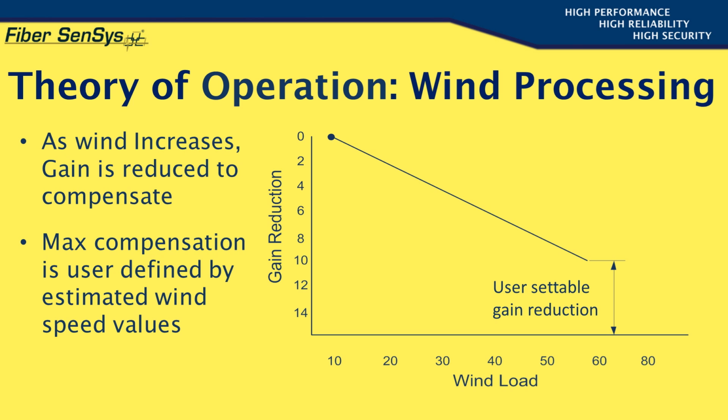As previously mentioned, the default value of 50 is appropriate for wind speeds up to about 20 miles per hour. Increase the wind rejection if wind-related nuisance alarms occur, and monitor the system for performance. It may take several iterations to properly set this parameter.